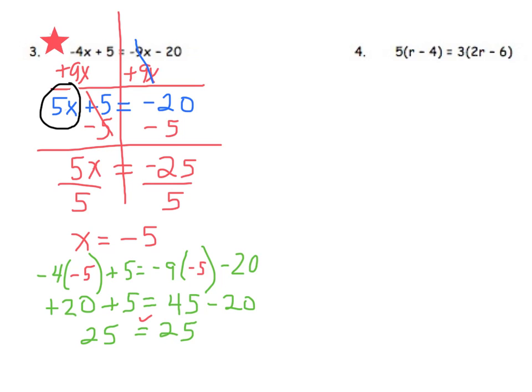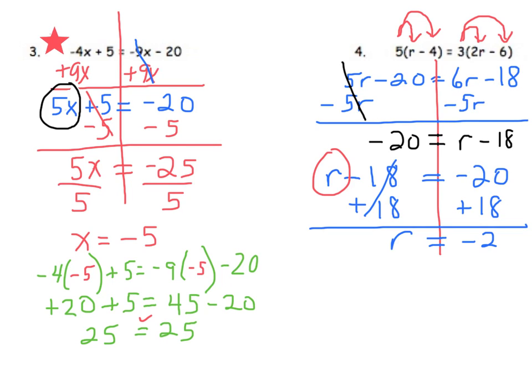Okay, on number 4, you're going to have to remember about distribution. We're going to have to distribute the 5 times the r and the 5 times the negative 4. And the 3 times the 2r and the 3 times the negative 6. And remember, when you've done the double rainbows, it's just talking about multiplication. So go ahead and pause the video, finish up number 4, then turn it on to check your answer.